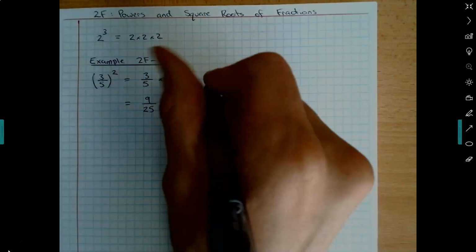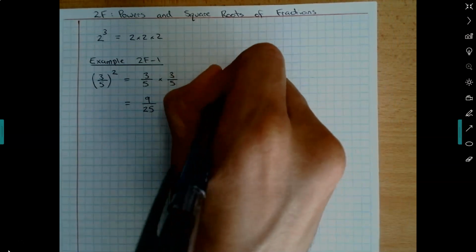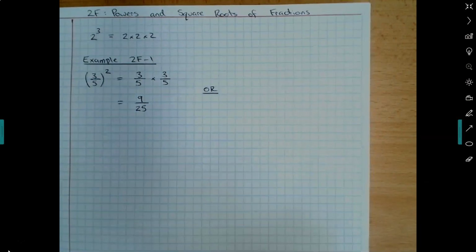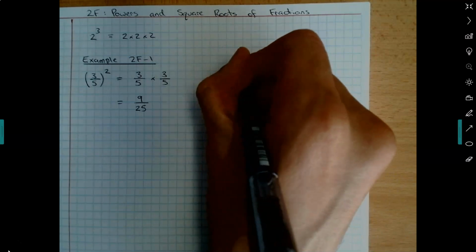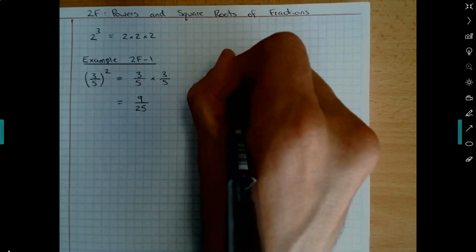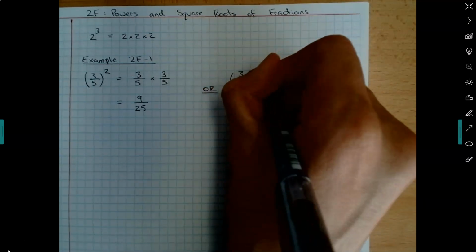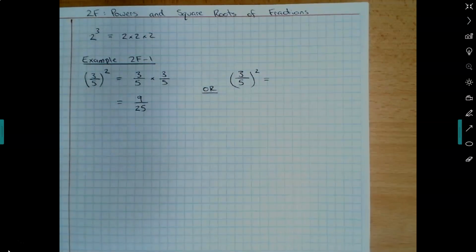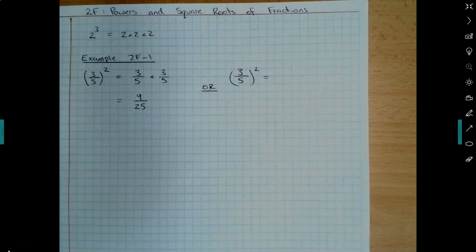Now there's another way. If we have (3 over 5) squared, it's equal to, and again the brackets are important, so make sure you write it in the brackets, because if the brackets weren't there and there was just a squared, it would look like we're only squaring the 3. But we're not squaring the 3, we're squaring the entire fraction.